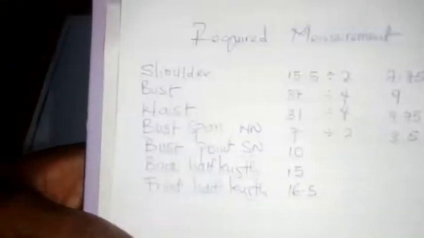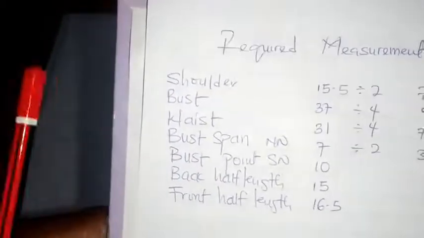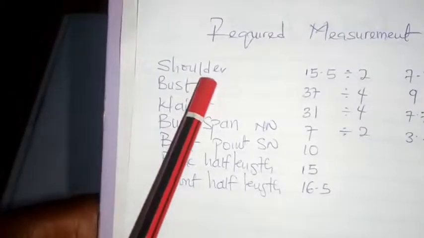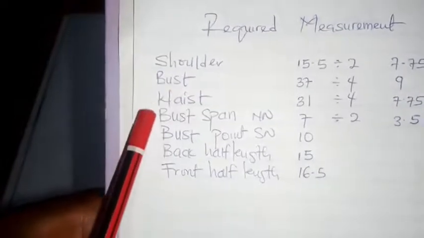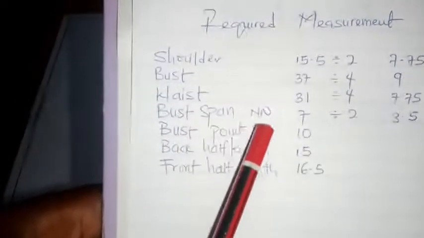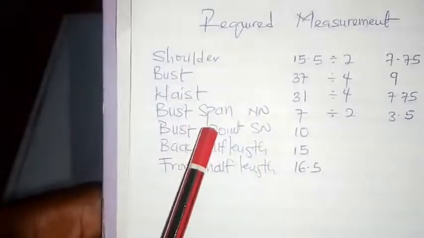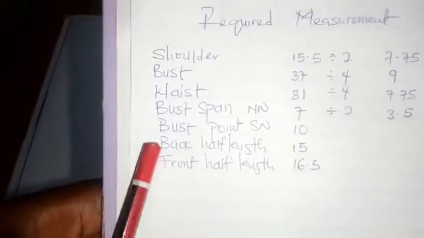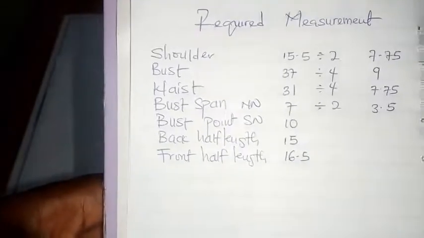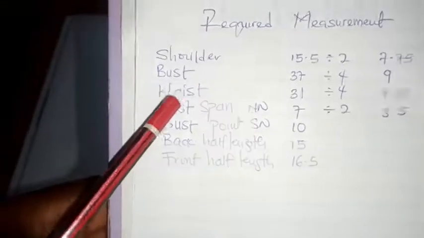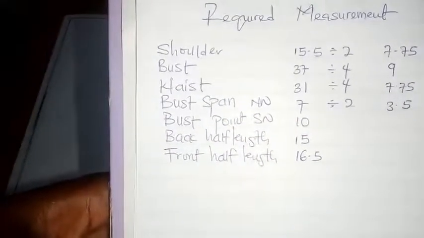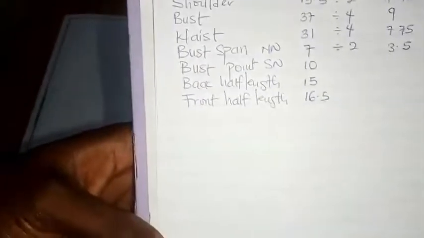These are the required measurements for drafting our half scale basic bodice pattern: shoulder measurement, bust measurement, waist measurement, bust span or nipple to nipple measurement, bust point or shoulder to nipple measurement, back half length and front half length. Now the bust and waist measurement will be divided by 4, while the shoulder and bust span measurement will be divided by 2.